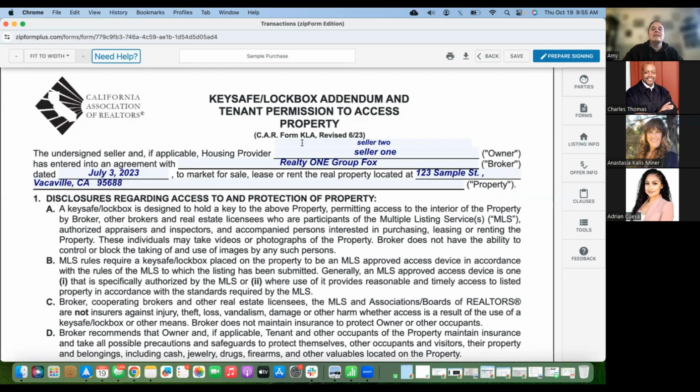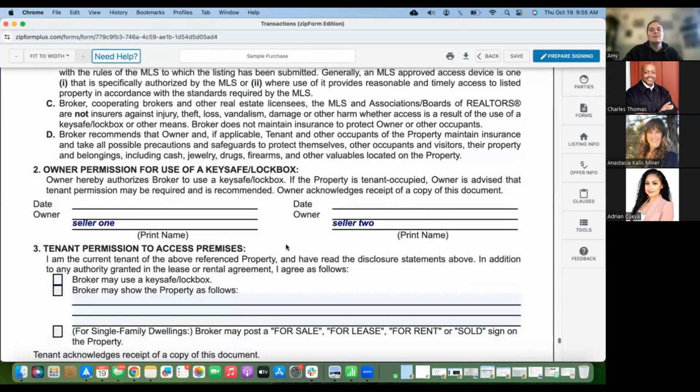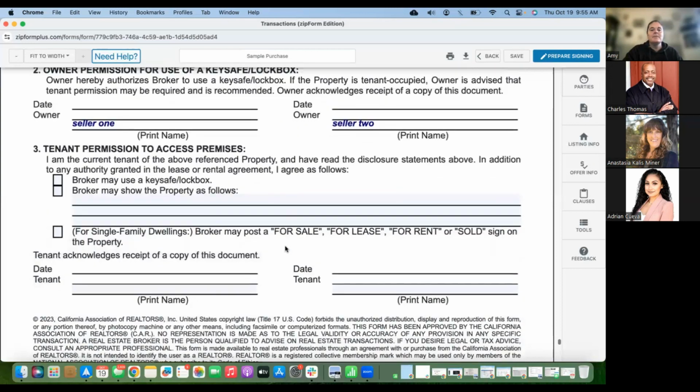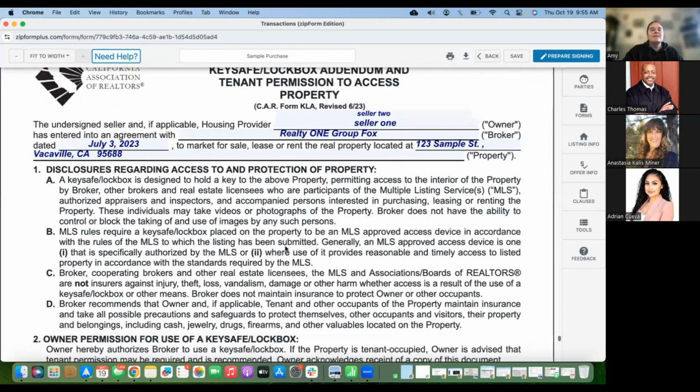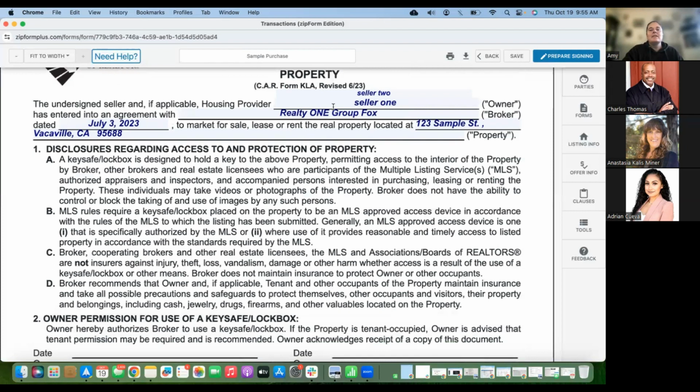So this is the KLA. It was also revised on 6/23. Everything was because they updated some of the landlord terms in here to other terms. So the undersigned seller, and if applicable housing provider, here's your seller's names go here, owner, has entered into an agreement with, here's where the listing broker's information goes. Here's the date of the residential listing agreement. To market for sale, lease, or rent the real property located at, and there's that full address again.